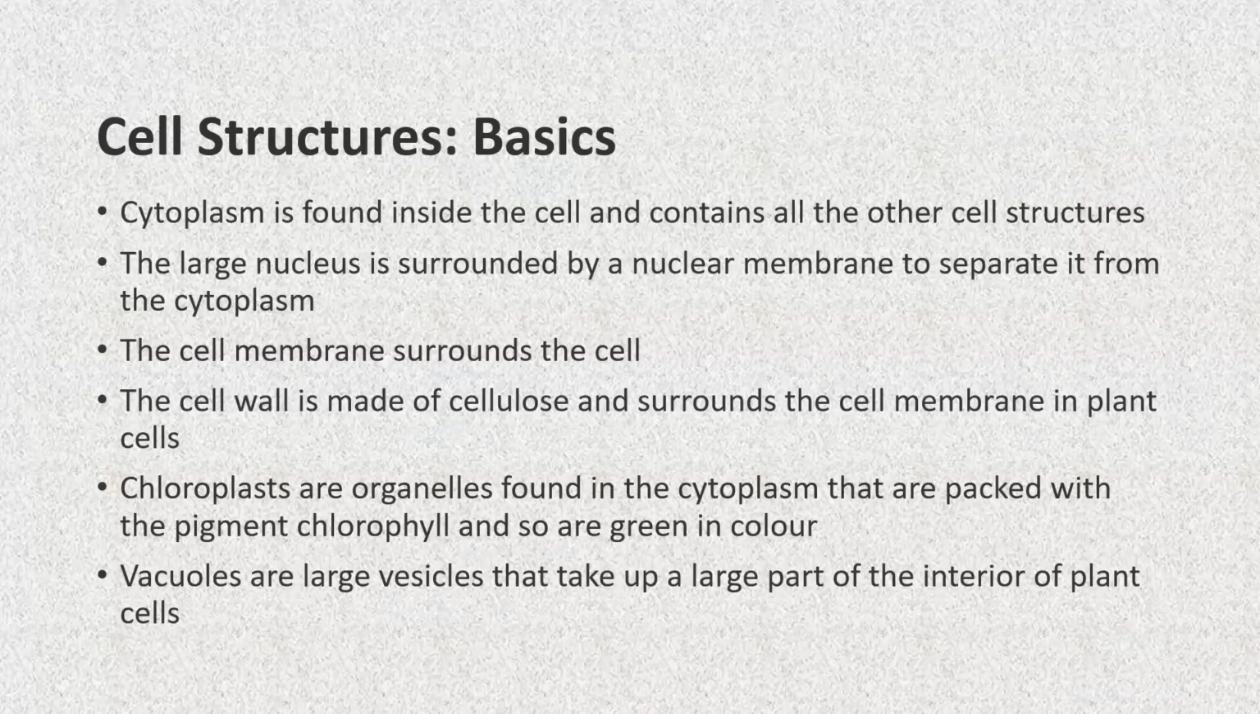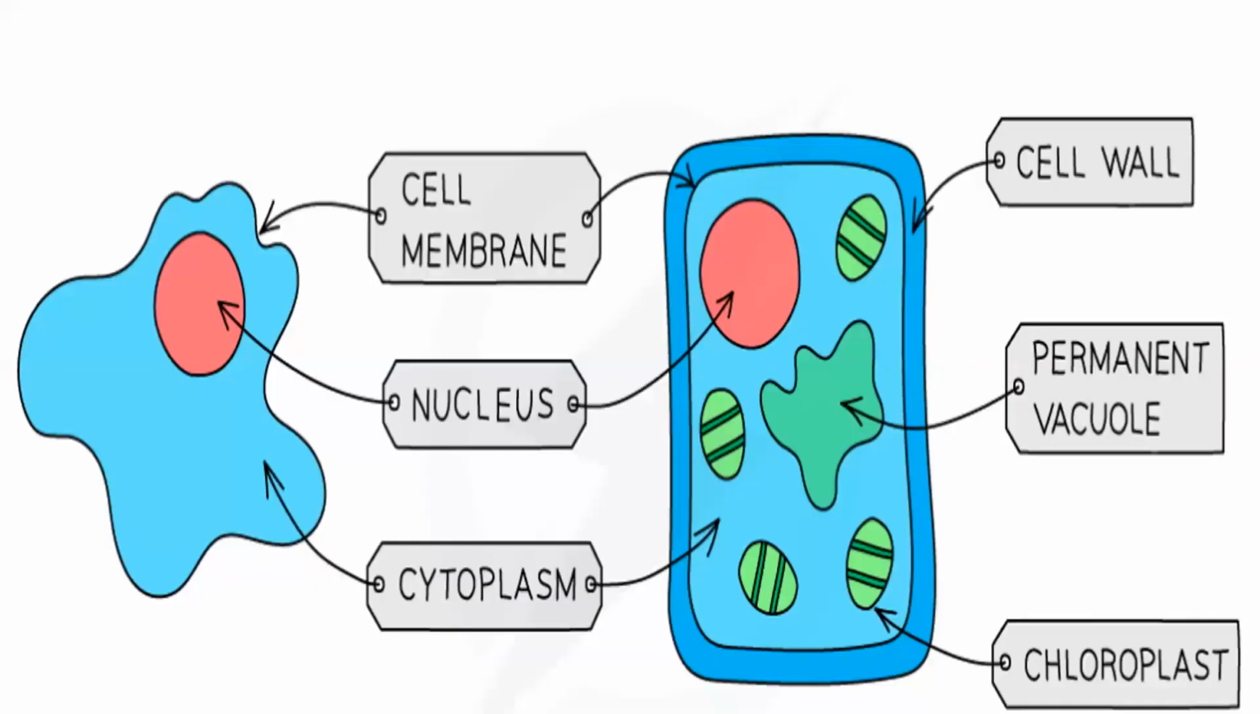Vacuole, a large vesicle that may take up a large part of the interior of a plant cell. Firstly, the plant cell has a vacuole. The animal cell also has a vacuole, but it is different. Here in the picture, it is not shown, but the vacuole in the plant cell is larger and occupies more space than the one in the animal cell, which is very small.